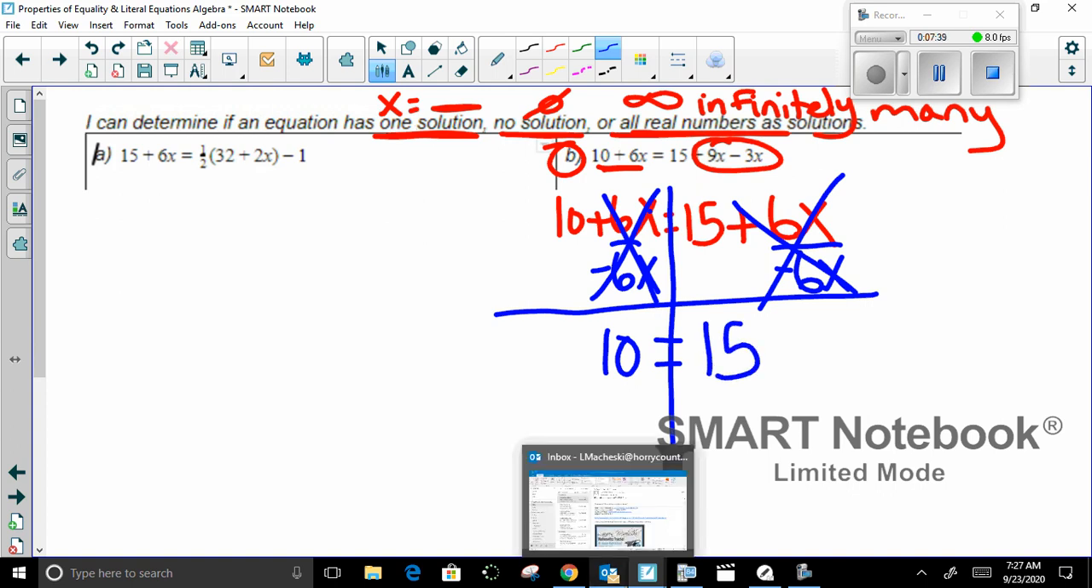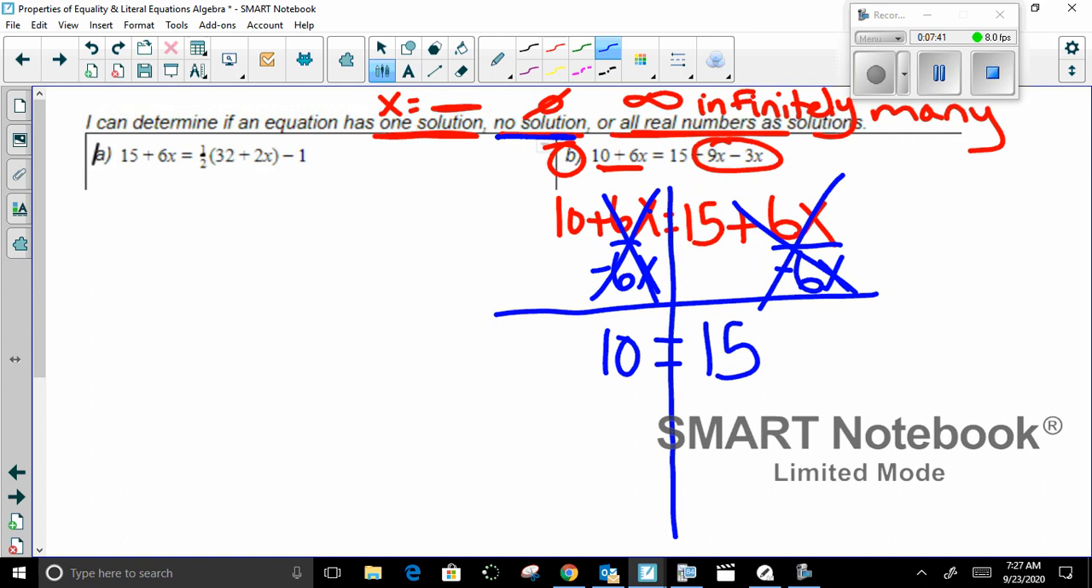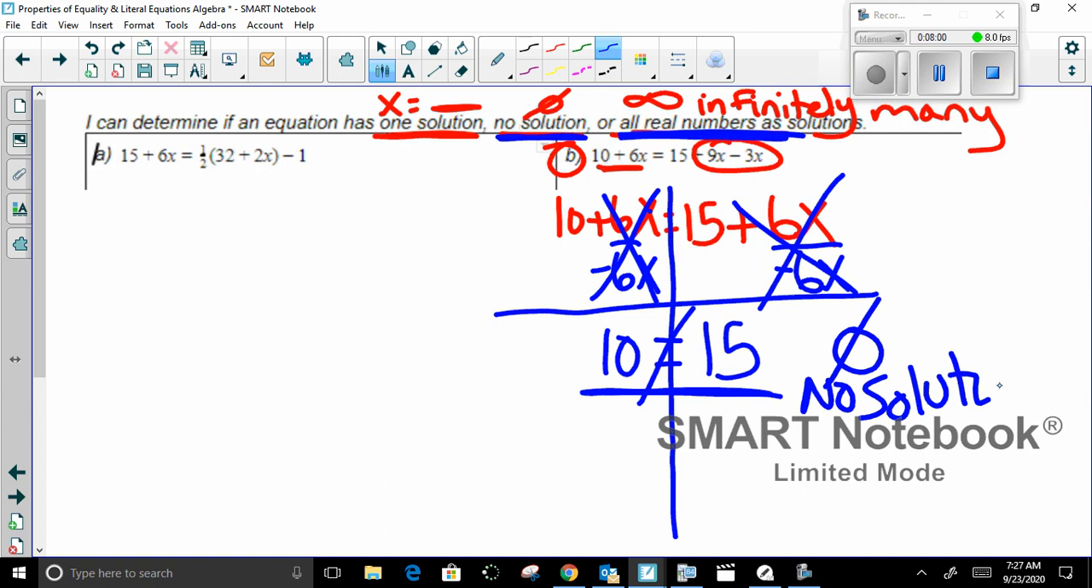Remember, when your variables disappear, you're either going to get no solution or infinitely many / all real numbers. But check, is this true or is this false? Does 10 equal 15? It doesn't. Put a slash through it, and when it doesn't equal each other, you remember that's called no solution. There is no number or no solution, no answer that I could plug in for x that would satisfy this equation.